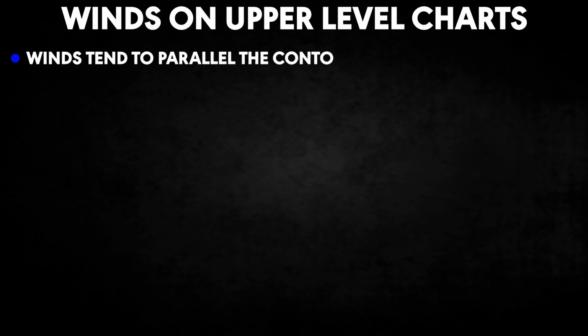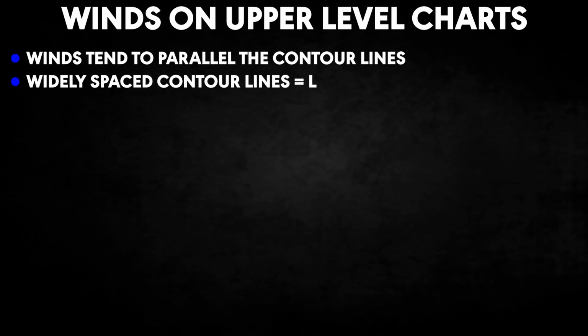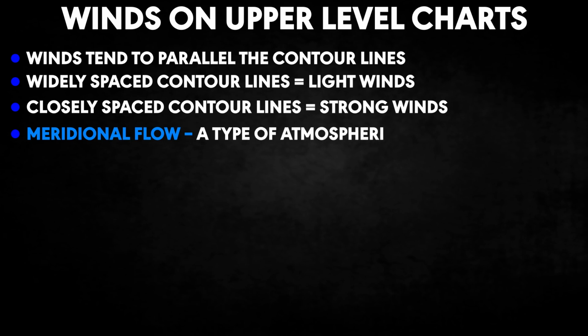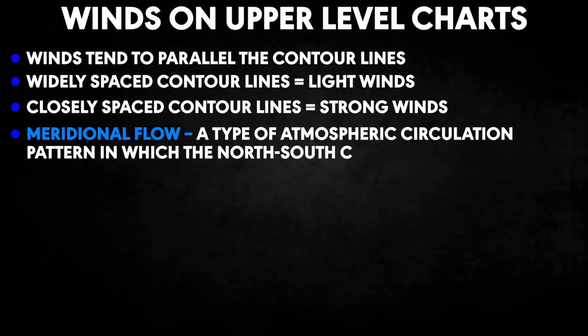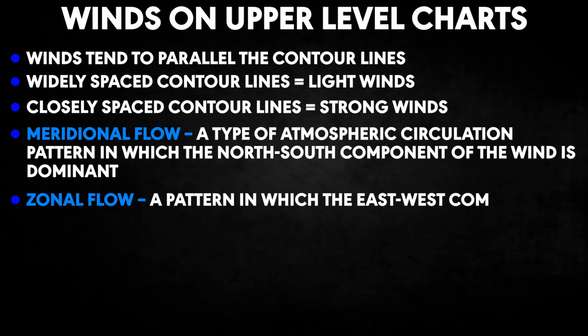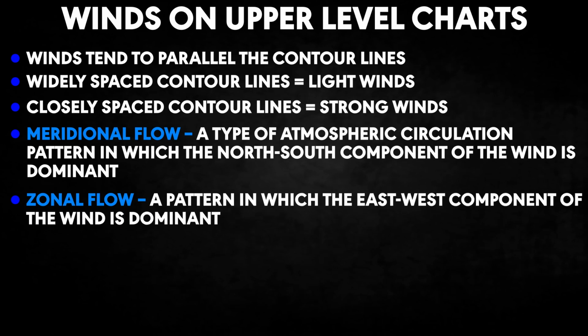Winds on upper-level charts. Winds tend to parallel the contour lines. Widely spaced contour lines equal light winds. Closely spaced contour lines equal strong winds. Meridional flow is a type of atmospheric circulation pattern in which the north-south component of the wind is dominant. Zonal flow is a pattern in which the east-west component of the wind is dominant.